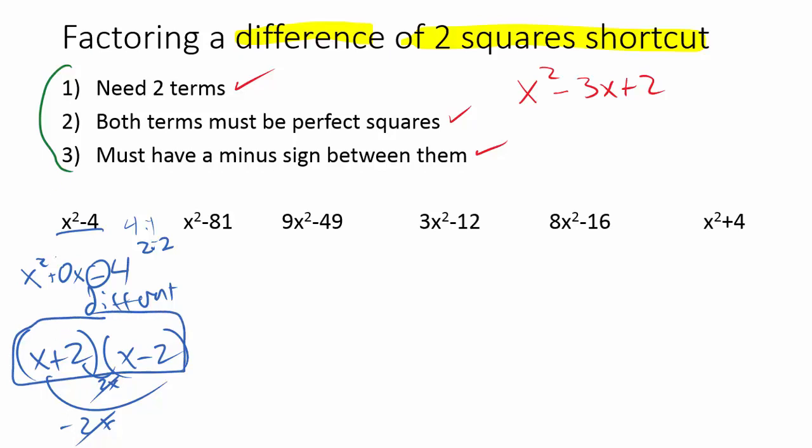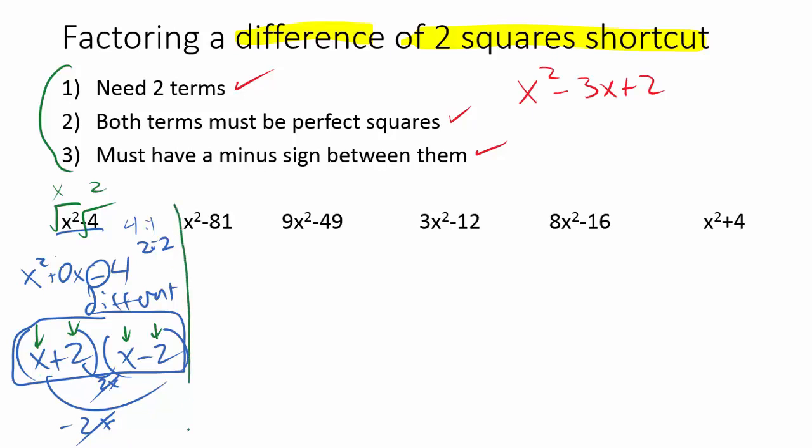The shortcut would be this. So a faster way, or a shortcut for these problems, is we can start by taking the square root of each of these terms. So if we take the square root of x squared, we get x, and if we take the square root of 4, we get 2. And in each of our parentheses, we're going to put an x and a 2, and then what we're going to do is make one of them positive, one of them minus, since it's a minus for the last term. So it would be x plus 2, x minus 2.